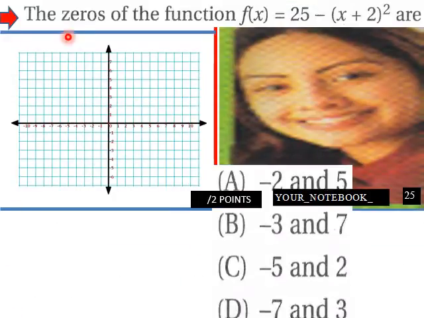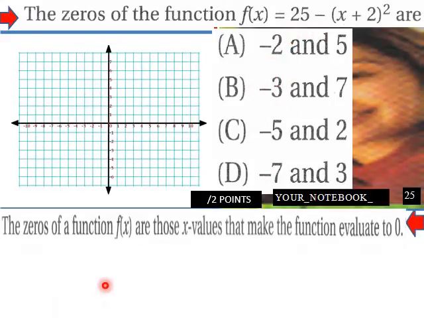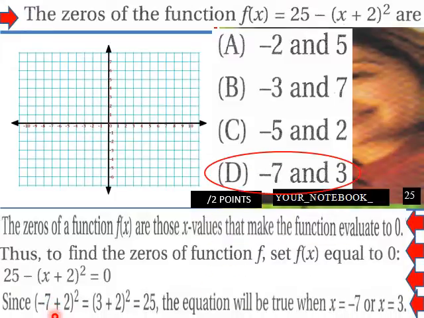So in your notebook, again, the zeros of a function: 25 minus the quantity x plus 2, squared. Here's our selection here. That's to find the zeros of f, set f of x equals 0. So what do we do here? We just make this equal to 0. Since negative 7 plus 2 squared equals 3 plus 2 quantity squared equals 25, the equation will be true when x equals negative 7 or x equals 3.